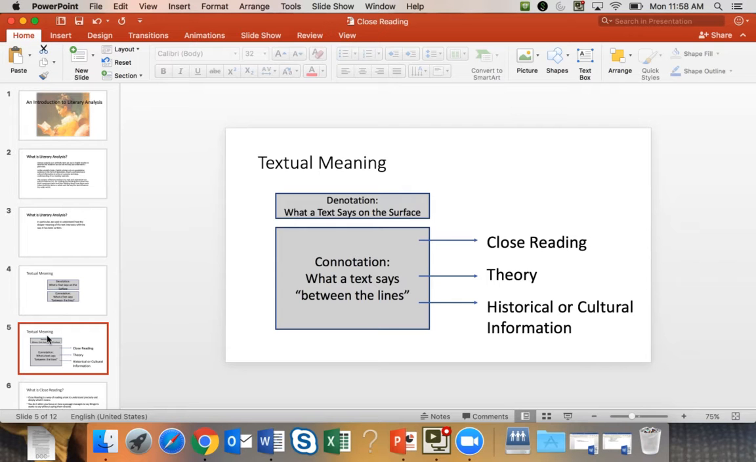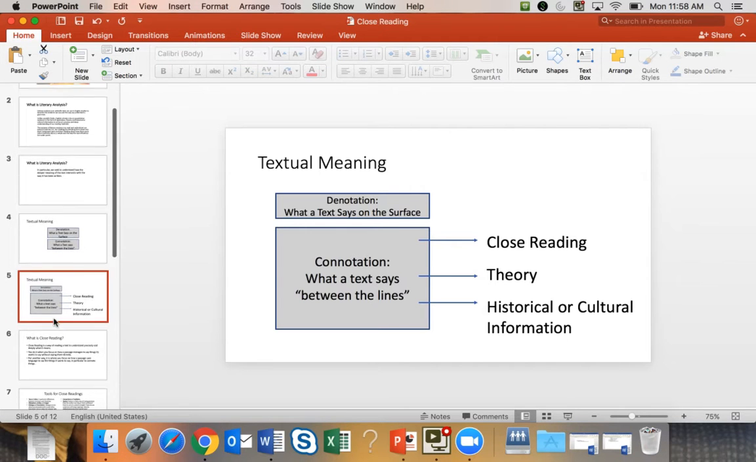We can examine it through theory. That is, we can read an outside theoretical work and use it as a kind of lens to understand the text. Or we can use historical or cultural information. And we would do that in the exact same way. We would use historical phenomenon that surrounded a text and then see the way in which that would have influenced what the text is trying to say. Now, we'll be looking at theory and historical or cultural information a little bit later on this semester. For this week, I want us to focus on what it means to closely read something.